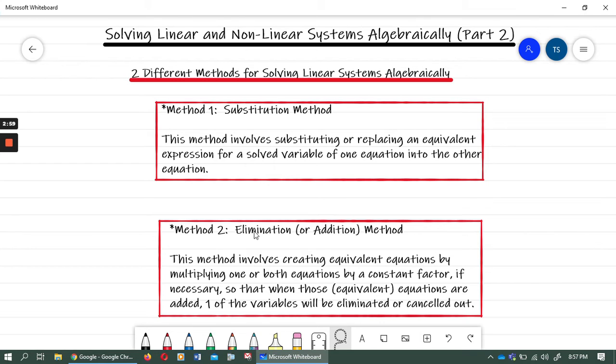So again, the goal here is to get those two equations, if they're not already that way, in a particular place where, when we add them together, one of the variables will be eliminated or canceled out. If you're not getting what I'm saying with that, you will in just a moment when we go through the examples for this. I promise.